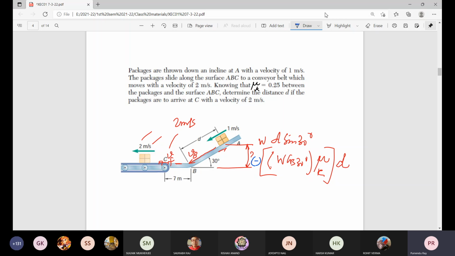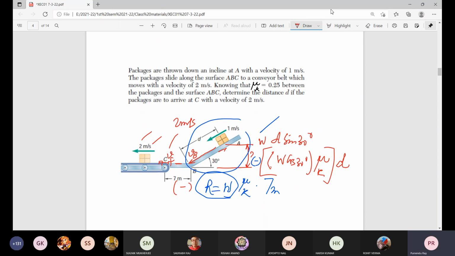Okay. Then for this part, what about the portion corresponding to self weight? Displacement is horizontal, self weight is vertical, so there is no contribution. Only thing, reaction that is equal to W, that multiplied by mu K, that multiplied by the distance 7 meter, and it is with negative sign. So movement between A and B, get the value of VB.